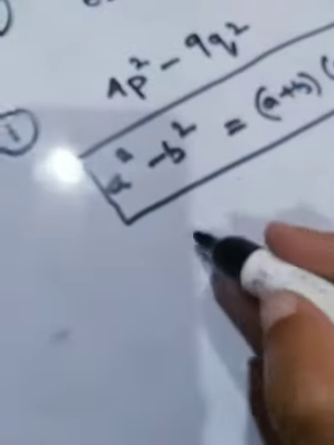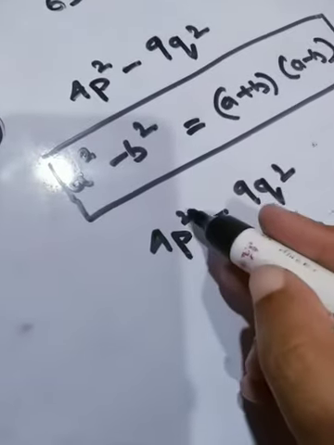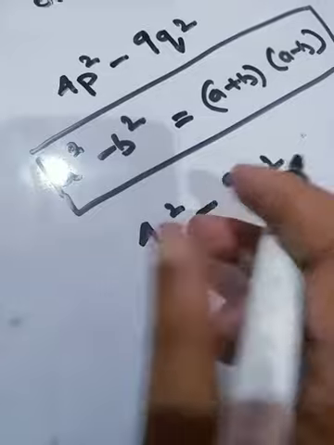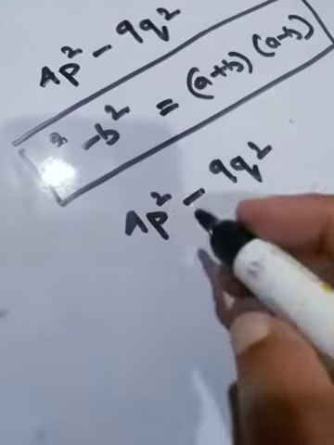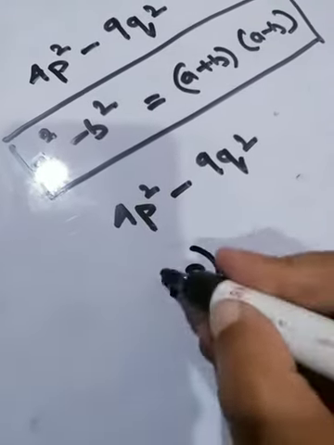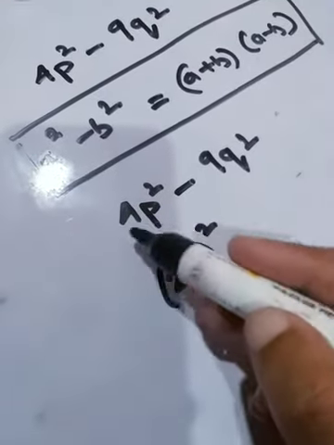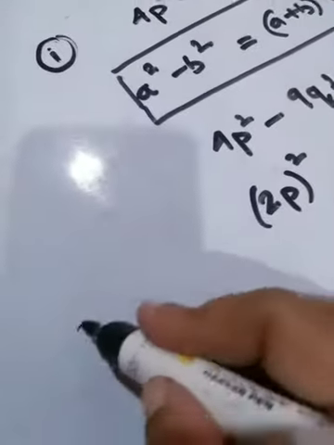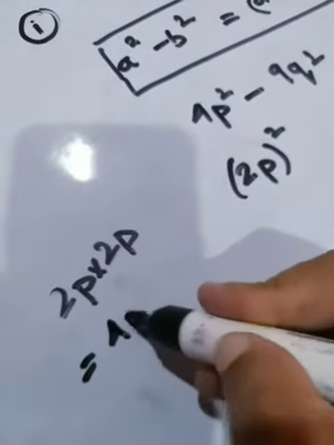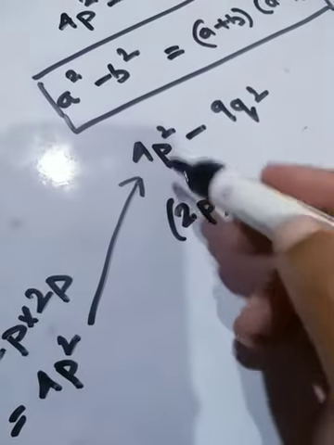Now carefully observe the two terms given in the question. Only p is in square form, but 4 is not in square form. So to make the first term a whole square, what we have to do is write 2p whole square. I have now converted the first term into the whole square formation. 2p into 2p is what? 2 2s are 4 and p into p is p square. See, it is coming, isn't it? So I have converted this into the whole square form.